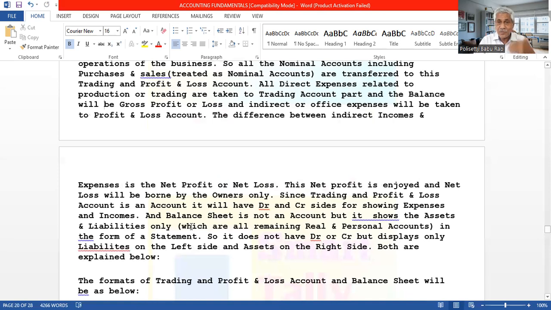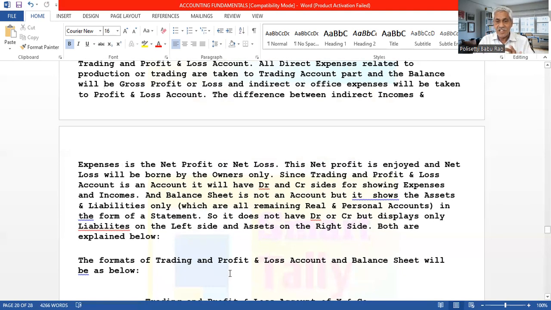But the next part is the balance sheet. The balance sheet is not an account, but it shows only assets and liabilities. All the remaining real and personal accounts only it will show. That is why it is not an account, it is only a statement, a summary of the assets and liabilities. That's why it's called a balance sheet. So it is not an account, and that is why it does not have debit or credit. It will only display liabilities on the left hand side, and assets on the right hand side.